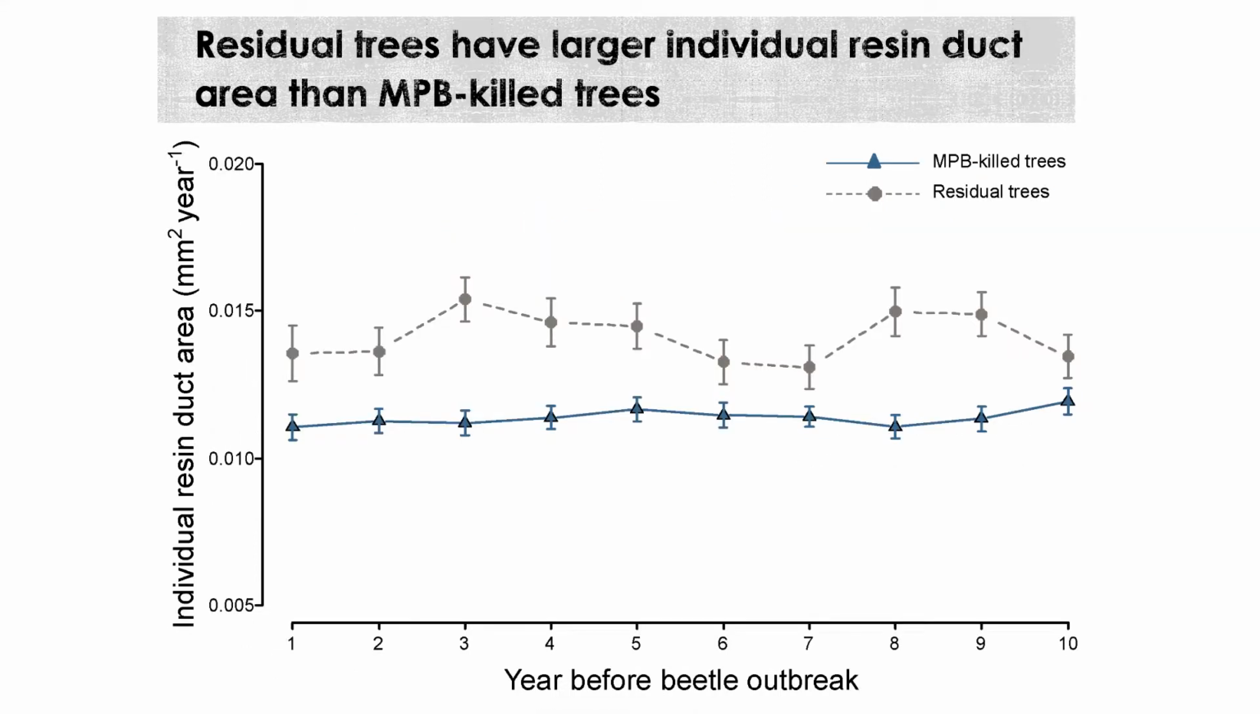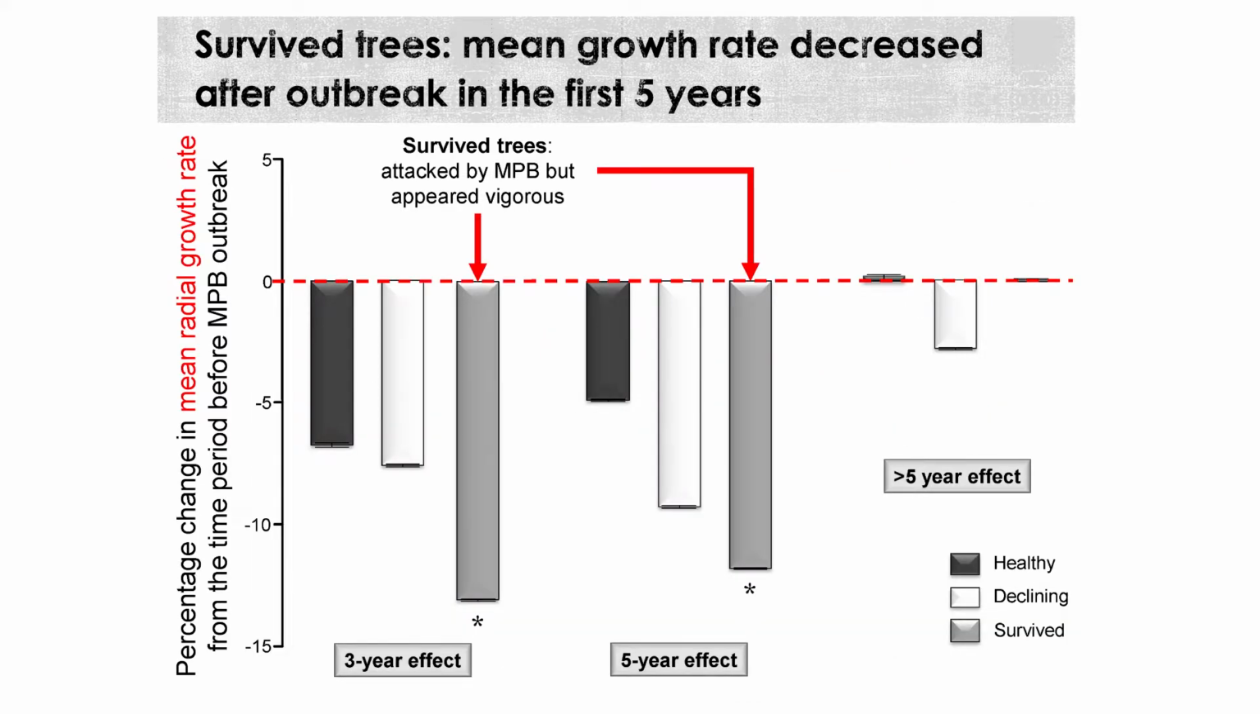Among resin duct characteristics, residual trees have consistently larger resin ducts than beetle-killed trees, and that indicates the individual resin duct area may be a better predictor of tree survival than tree growth rate and the other resin duct characteristics during outbreak. However, the resin duct size can be affected by environmental factors. So to test the influence of changed stand conditions after beetle outbreak, we compared growth and resin duct characteristics on residual trees between before and after outbreak.